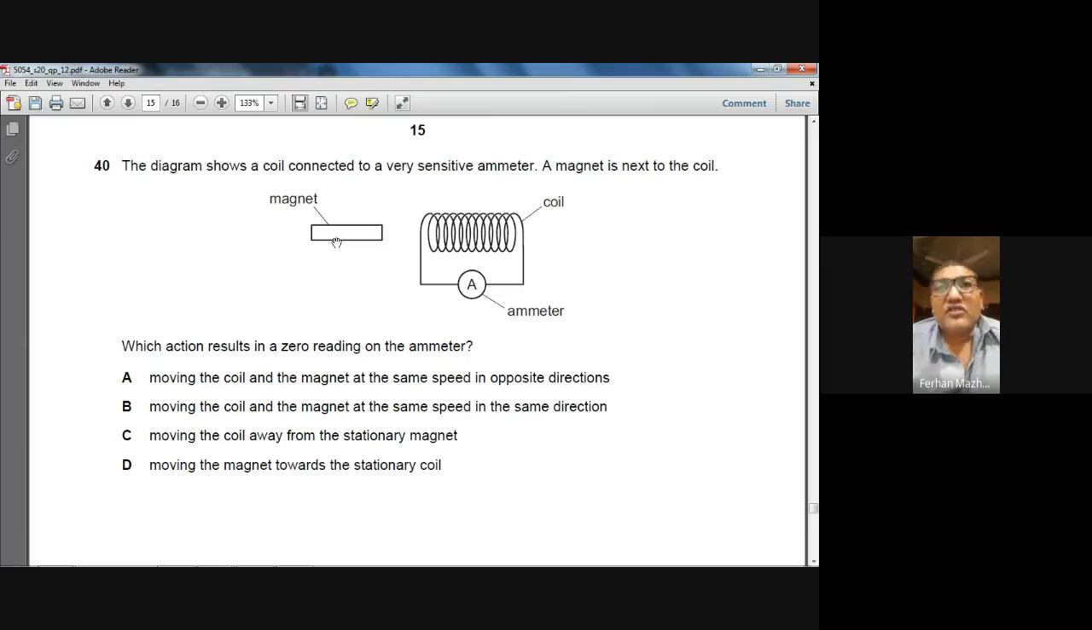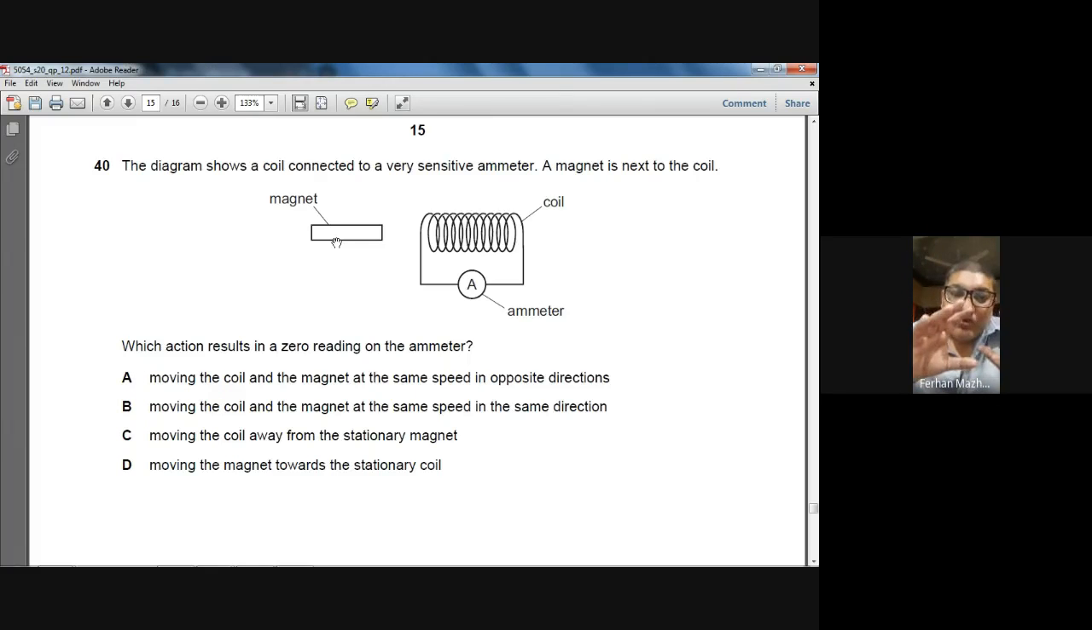Let me check C also. Moving the coil away from the stationary magnet, that will definitely produce, induce EMF. Moving the magnet towards the stationary coil, that will definitely induce EMF and the deflection will be shown. The only possible answer is B. When the coil and the magnet are moving at the same speed in the same direction, that means relative to each other, they are not moving.